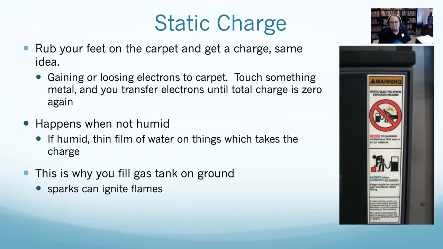And so if you have your gas tank in the back of a truck, it might have a static charge. If it has a static charge, when you touch a thing to it, it might give a zap. You get a little static zap next to gasoline, that can be bad. That's a new idea. Things can get charged.